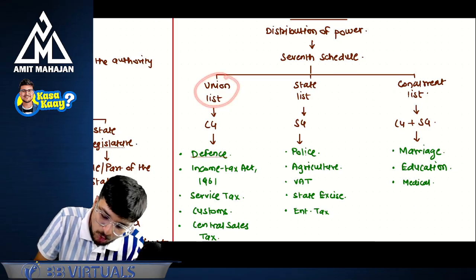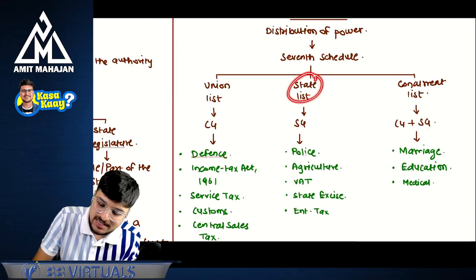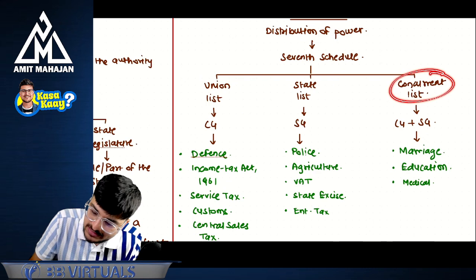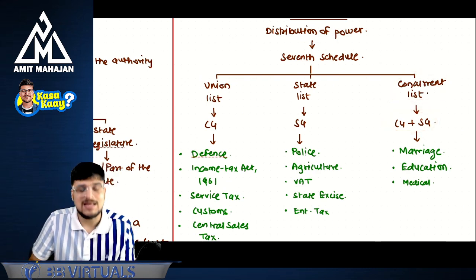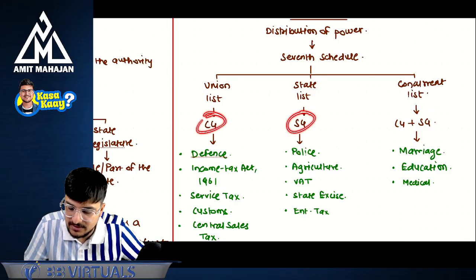In case of union list, only central government can make the laws. In case of state list, only state government can make the laws. And in case of concurrent list, state government and central government both can make the laws. And this list has subjects on which these governments can make the laws.